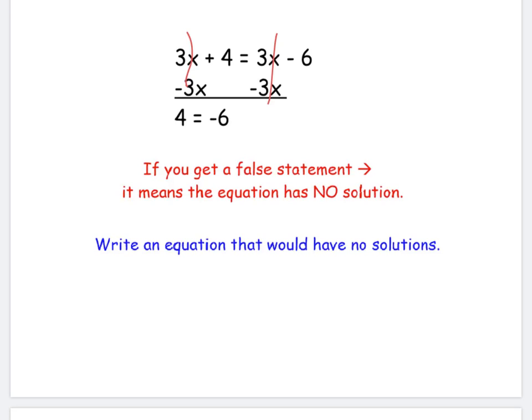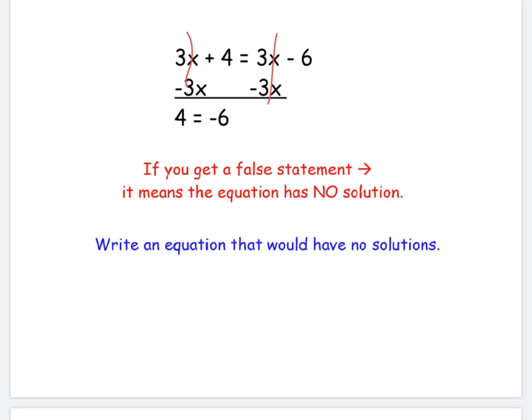The statement we have now, because the variables again are gone, is that 4 is equal to negative 6. That is not true. That is false. So because we get a false statement, that means this equation has no solution. Now, if you were to write an equation that would have no solution, again, look at what we noticed up top. We noticed that the variable terms were the same, but the constant term was what was different.